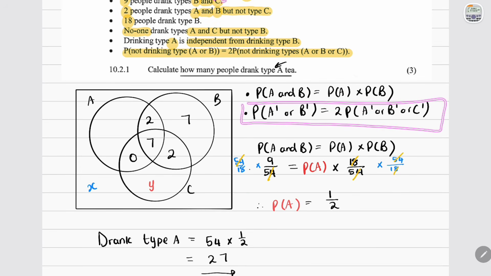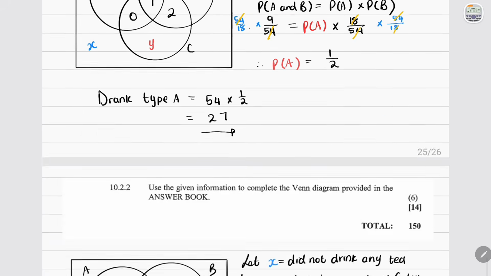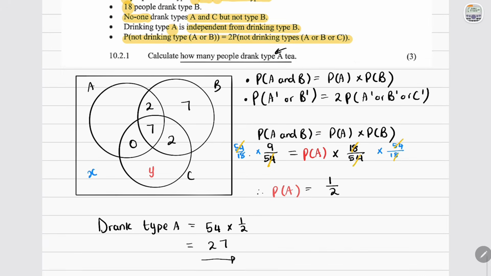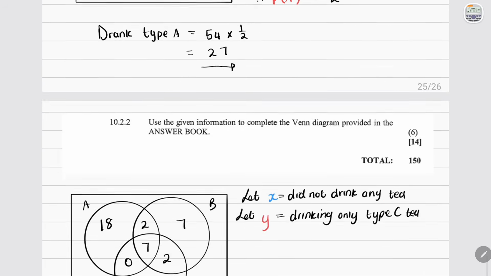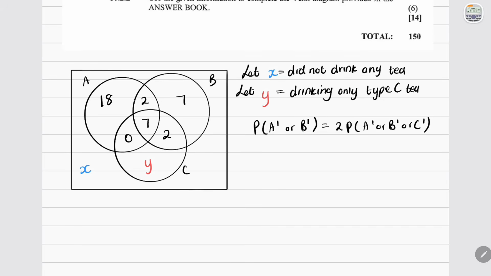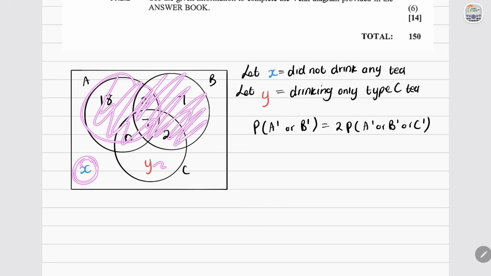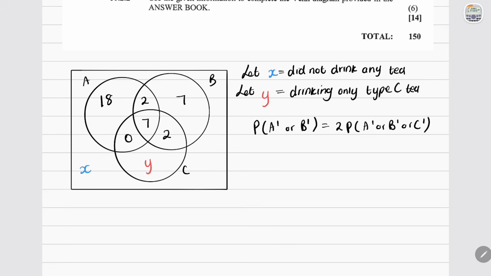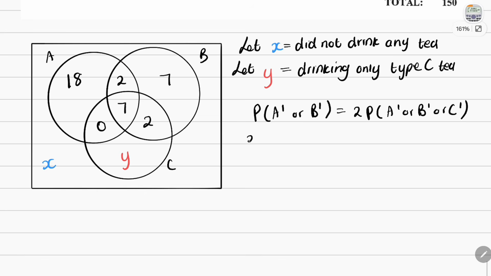Okay, so this equation here, where we have the probability of not A or B, that is equal to 2 times the probability of not A or B or C. So let's see how we get this. Probability of not A or B: remove A and remove B, and then you're just left with the X and the Y. So that would be these two. To find that, you just say X plus Y over 54.